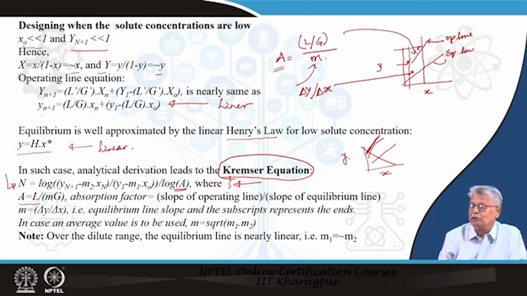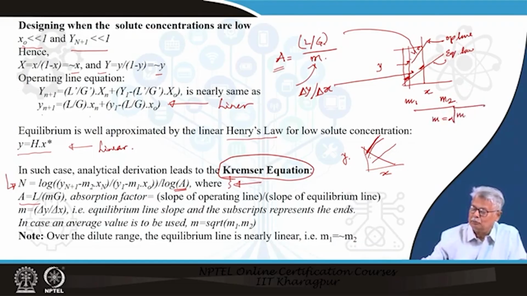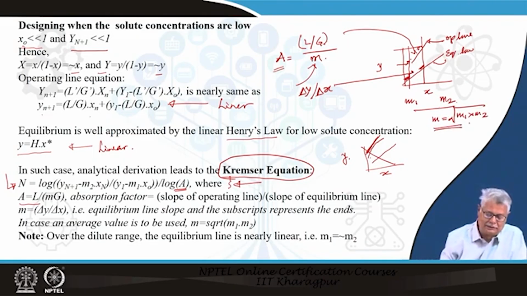Now if you are trying to handle a situation in which the equilibrium line is slightly curved, you may have one slope here and another slope here. One slope is m1, the other slope is m2. In that case, but they should not be too different, what is typically done is you use the value of the square root of m1 times m2, and it has been found that it also gives pretty good estimation of the N.